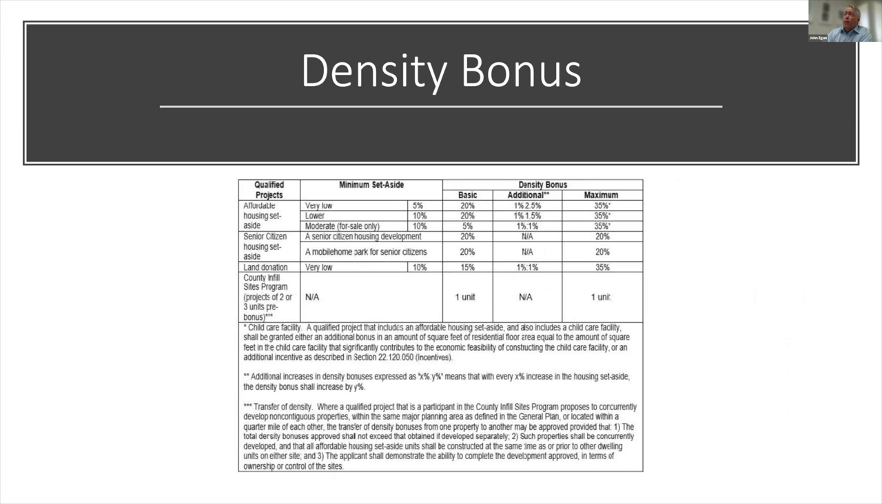Okay, density bonuses. There's all kinds of different density bonuses right now. The basic question is, are you going to do your 35% maximum density bonus? Most of the people I believe on this call probably are based on 100% affordable projects. You would be receiving the highest level of density bonus for yours. It depends on the area that you're in as to how they're going to do this.